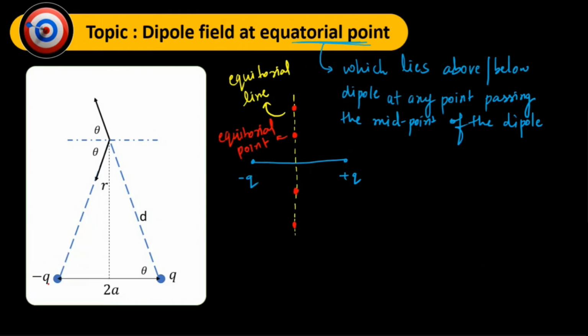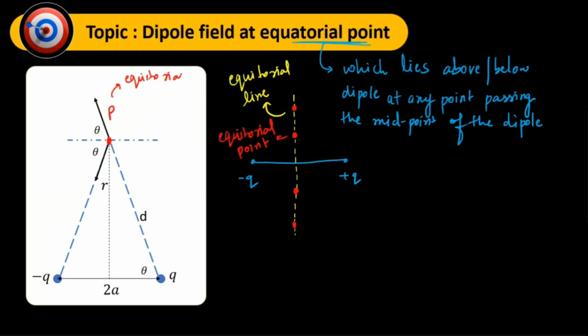Now, again, there can be a question where the examiner might ask you to find the dipole field at an equatorial point. So how can we do that? Let us try to understand it. There are two charges, negative Q and positive Q, that form a dipole. And we assume there is an equatorial point which is at distance r away from the dipole in the perpendicular direction passing through the midpoint. So this is that point, which I have assumed as the equatorial point.